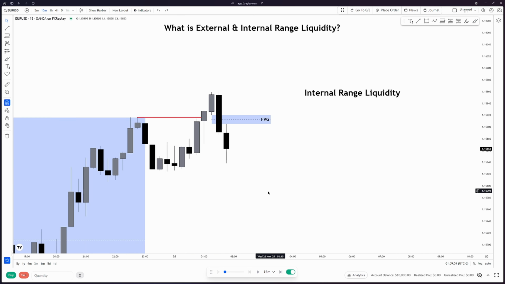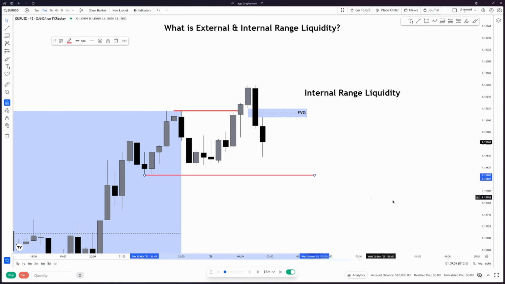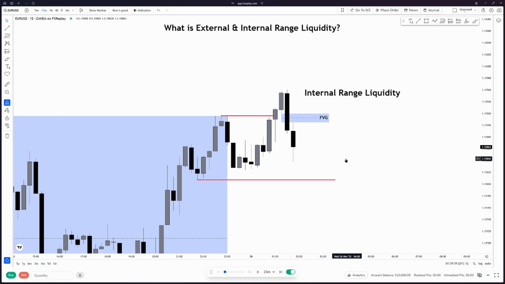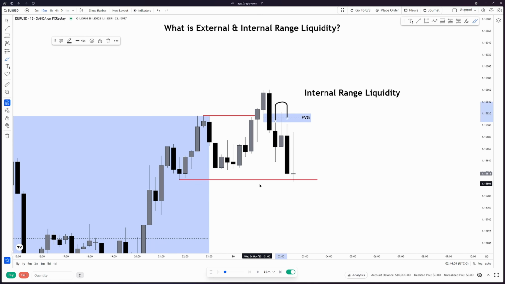Now look at this low here. What is it? It's our internal sell-side liquidity. Our bias is bearish, so what do you think price will do? Price first retraced to this fair value gap, and then it swept this low right here.